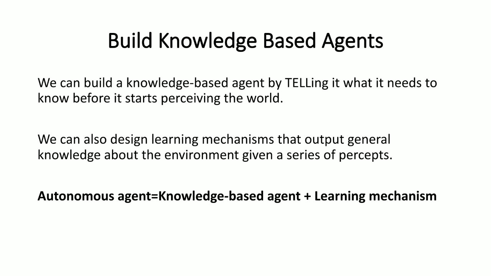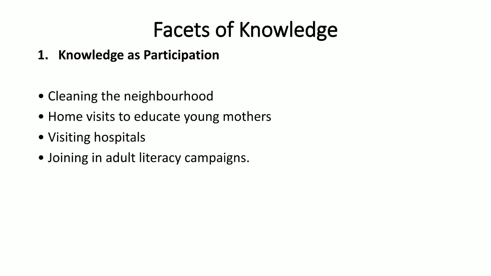To build knowledge-based agents, we can build a knowledge-based agent by telling it what it needs to know before it starts perceiving the world. We can also design a learning mechanism that outputs general knowledge about the environment given a series of percepts. So basically, an autonomous agent is equal to a knowledge-based agent plus a learning mechanism.